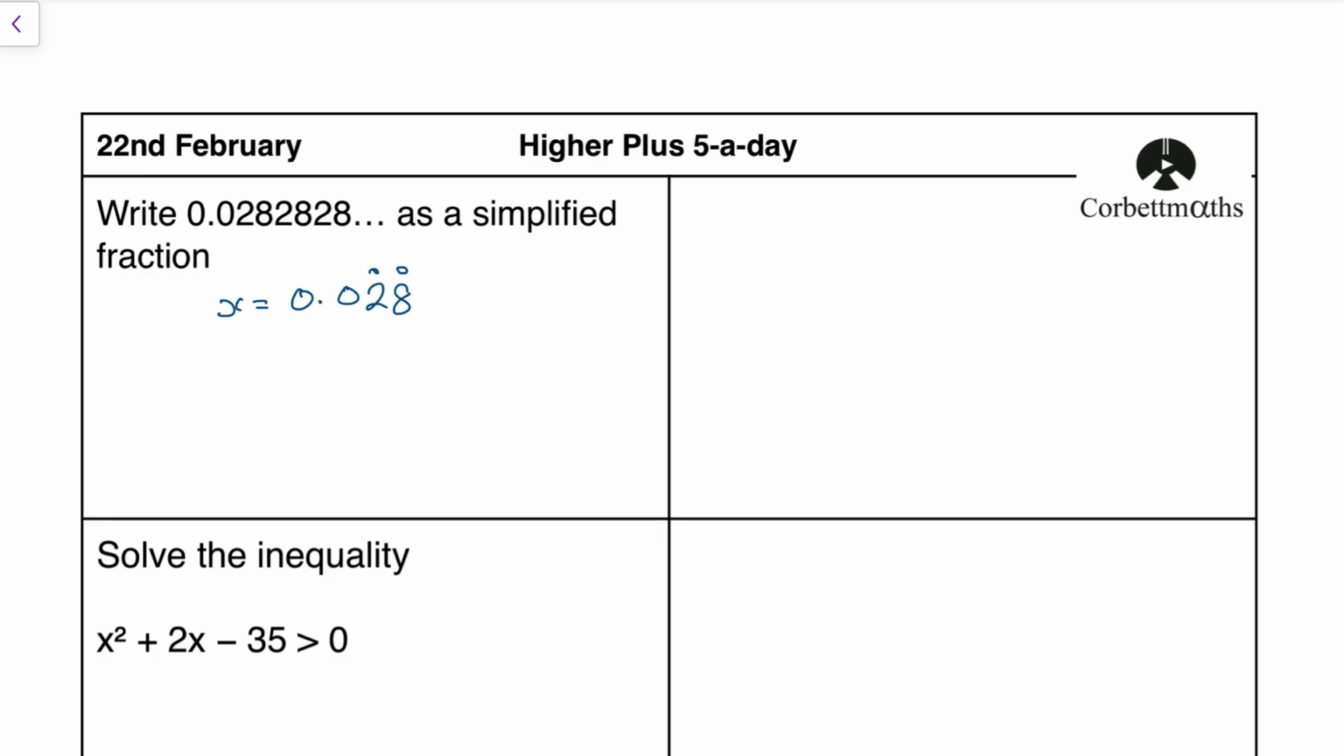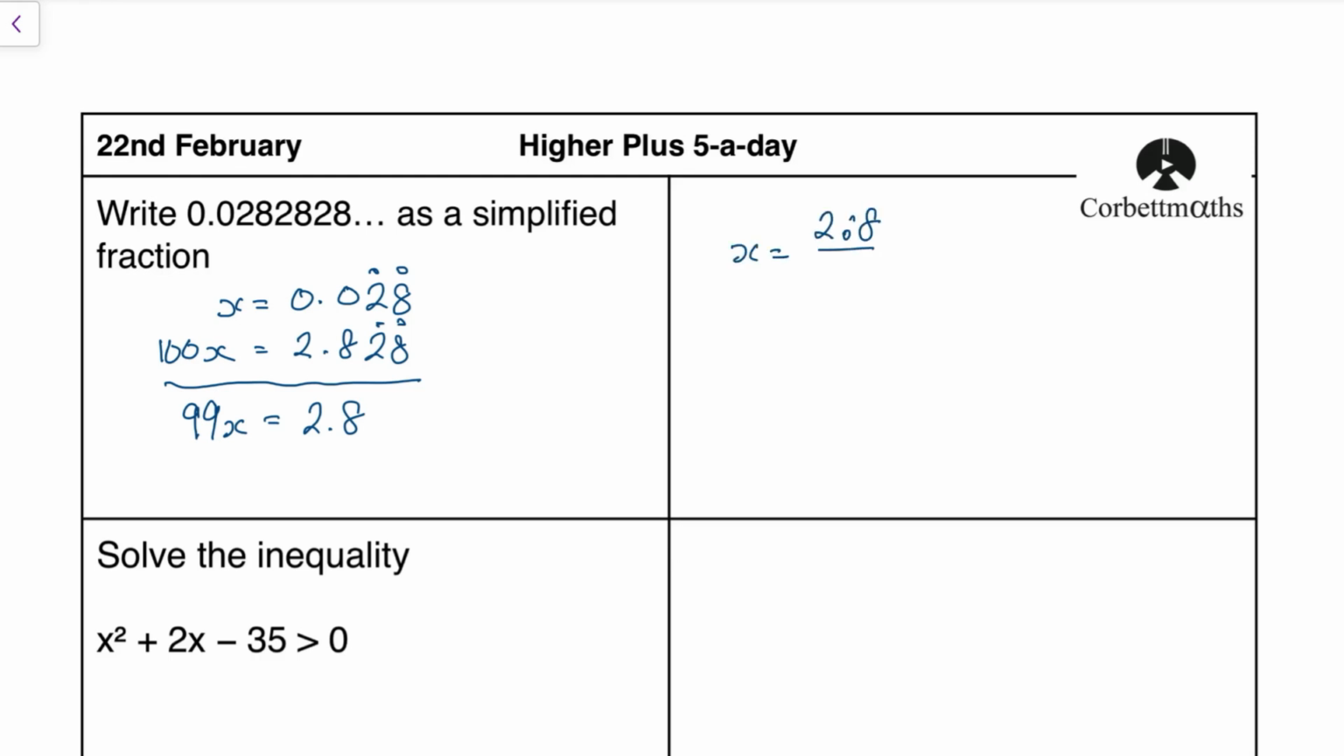But actually I can guess what that's going to be, can't I? I can guess already that I'm going to move it 2 places. So if I multiply this by 100, that's going to be 2.8 and 28 recurring. So in other words, I've now got the 28 over the 28, which means I can take these away. So that's going to give me 99x, and 2.8 minus 0 is going to give me 2.8.